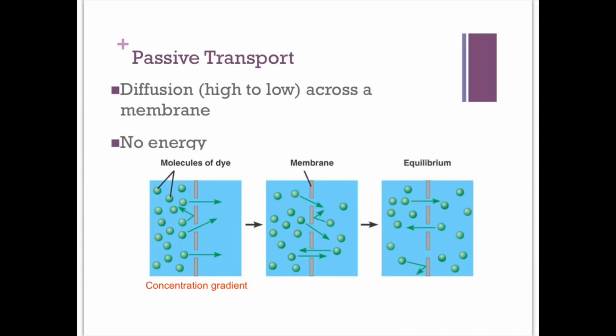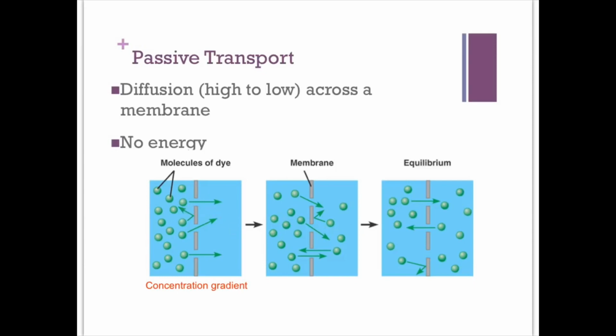So if I take a look at this picture, I can start with seeing a membrane. And then there is a concentration gradient of these molecules of dye, meaning there is a higher concentration on one side and a lower on the other. This is called a concentration gradient, a difference in concentration. So my molecules of dye are going to move from an area of high concentration to low concentration.